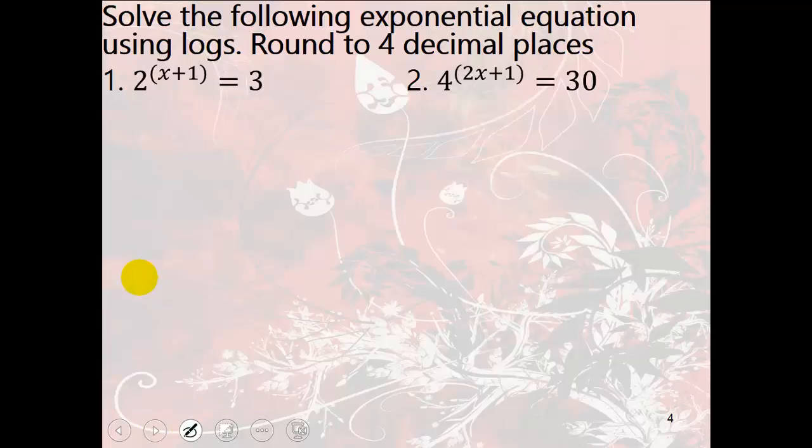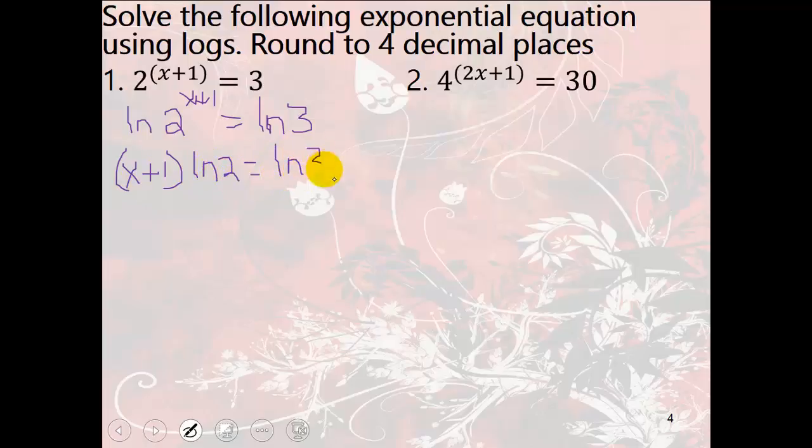All right, so I have base 2 raised to the x plus 1 equals base 3. Notice I cannot write them in the same base. So now I'm going to just use the natural log because it is my method of choice. So I have the natural log base e of the input 2 raised to the x plus 1 has to equal the natural log base e of 3. I'm going to apply my power property, and that gives me x plus 1 times the natural log of 2 is equal to the natural log of 3.